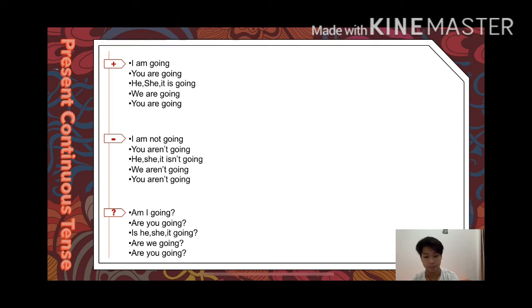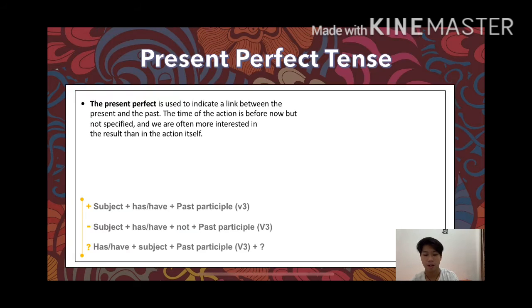Okay. For the example, the positive one is: I'm going. The negative is: I'm not going. For the question: am I going? Okay, the next is present perfect tense.